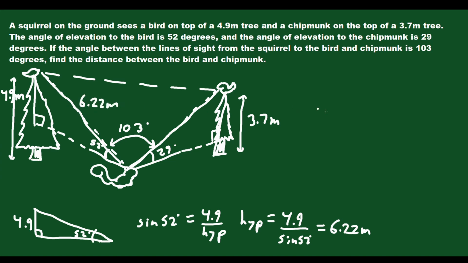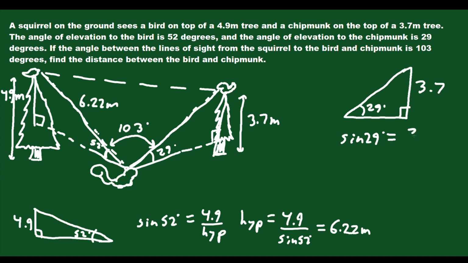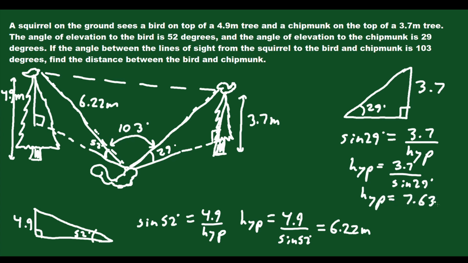Do the same thing for this triangle over here, right? This triangle, if you looked at it from the side, it would look like this. This is 3.7. This angle here is 29 degrees. Find the hypotenuse. Okay, sine of 29 degrees equals opposite over hypotenuse. Solve for the hypotenuse. Hypotenuse equals 3.7 divided by sine 29 degrees. Therefore, your hypotenuse here is equal to 7.63 meters. So this length here is 7.63 meters.